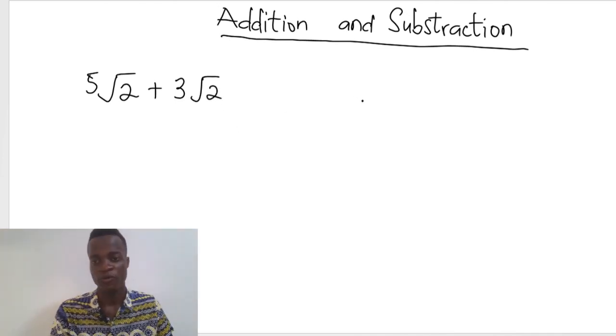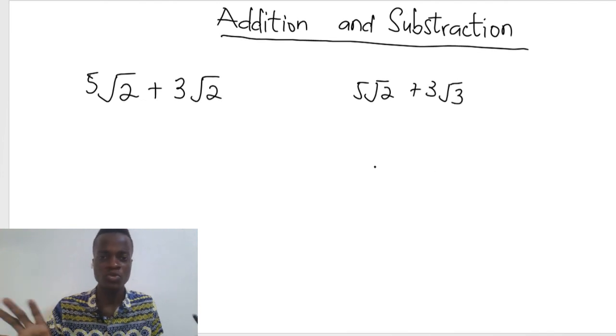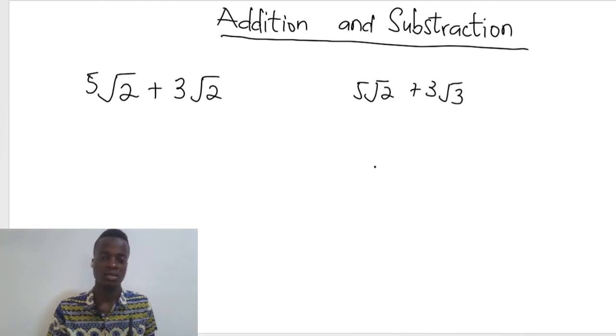Okay, so before that, let's look at this: 5 root 2 plus 3 root 3. I'm going to use this example to show you something. We know that those under the square root don't interact among themselves. Okay, so this is the thing.